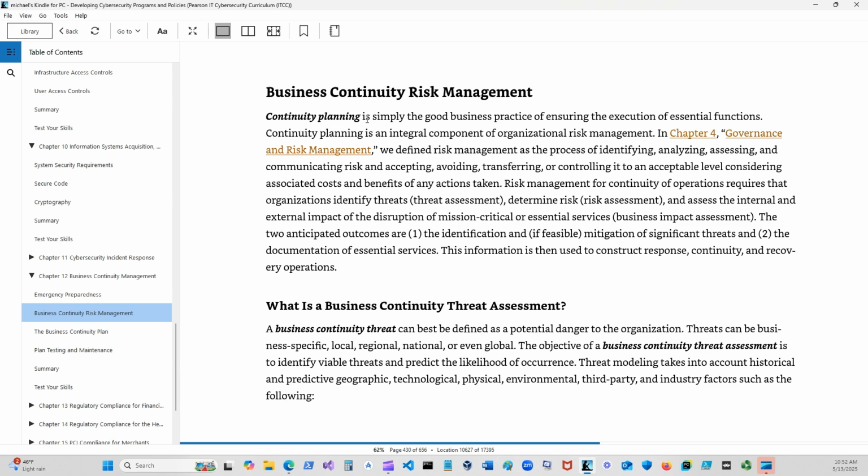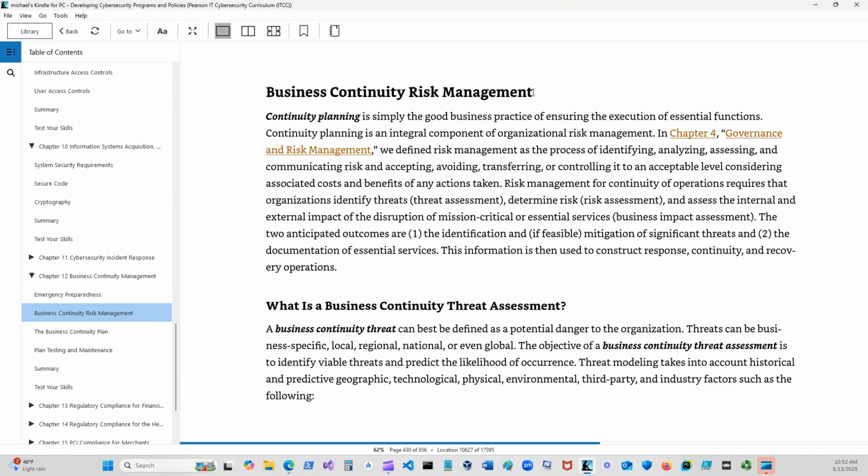Continuity planning is simply the good business practice of ensuring the execution of essential functions. Continuity planning is an integral component of organizational risk management. We define risk management as a process of identifying, analyzing, assessing, and communicating risk and accepting, avoiding, transferring, controlling, and so on. Basically, a business continuity plan is how you continue to do business in the aftermath of, or while it's happening, an attack or some kind of threat.